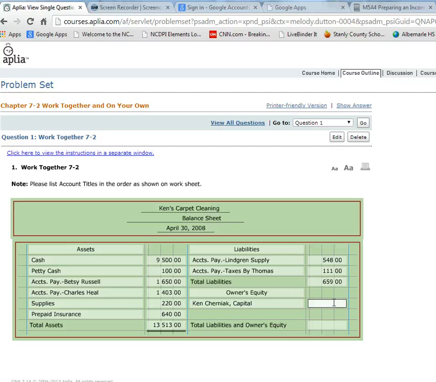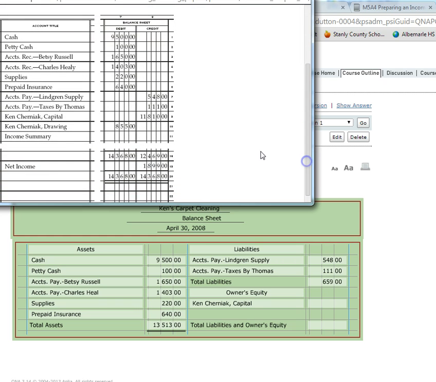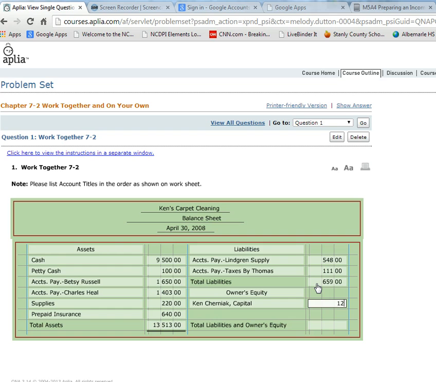Okay, you have capital. If you look at your worksheet, you have capital 11,810. In this case we have net income, so you're going to take 11,810, add the 1899, and then subtract 855, and that should give you $12,854.